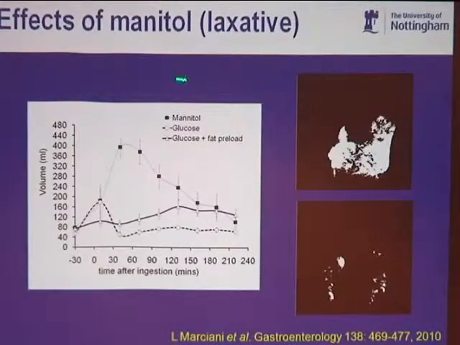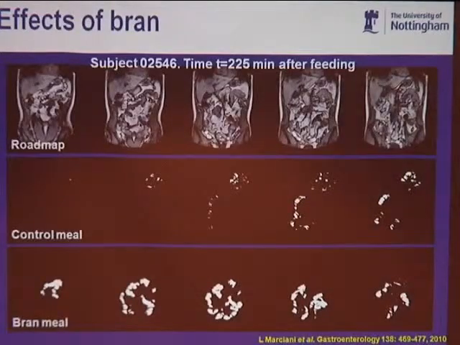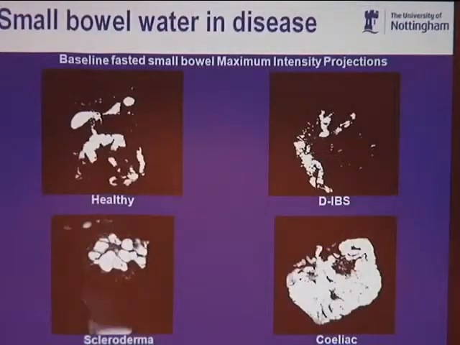So first of all, we looked at the effect of mannitol, which is a laxative, and not surprisingly, it massively increases free water in the small bowel. You can look at the effects of bran, which has well-known effects on the bowel, and you can see compared to a control meal, if you add bran to the control meal, you get increased free water in the small bowel, probably due to irritation and effect on the lining of the small bowel, leading to increased secretions. But of course, you can look at the small bowel water in disease.